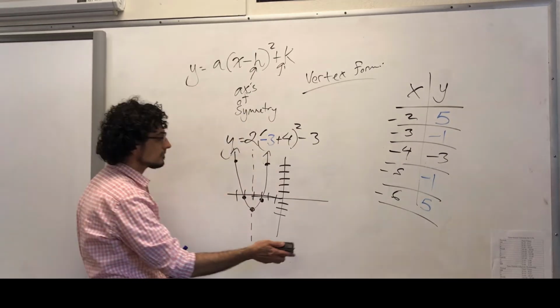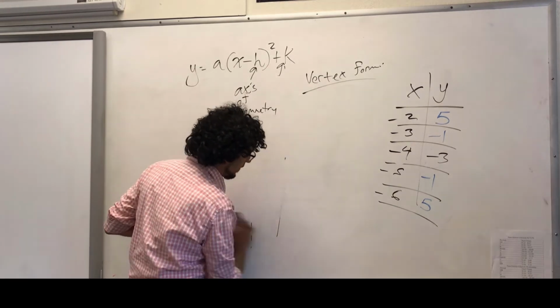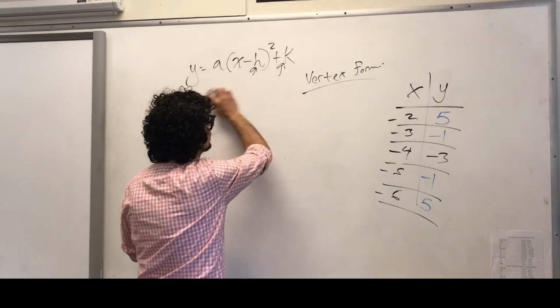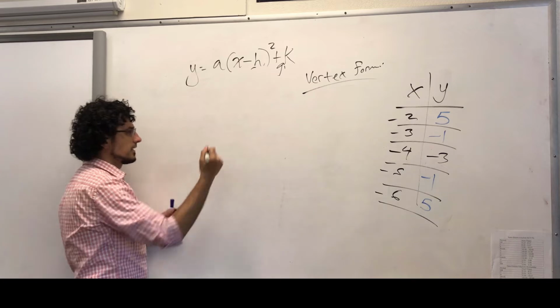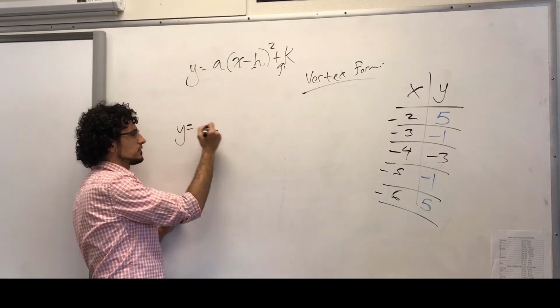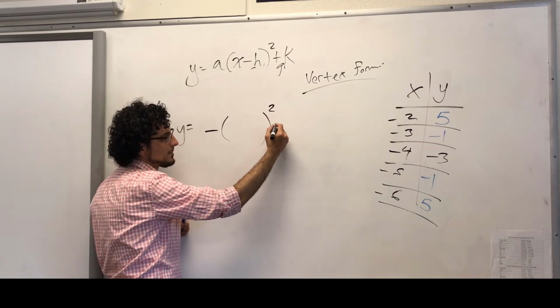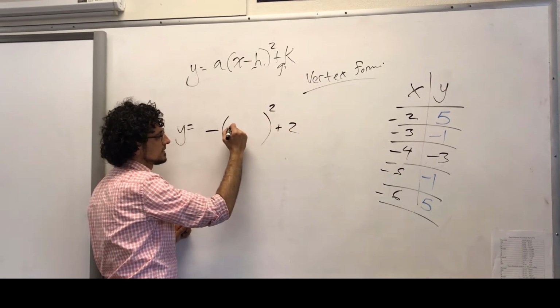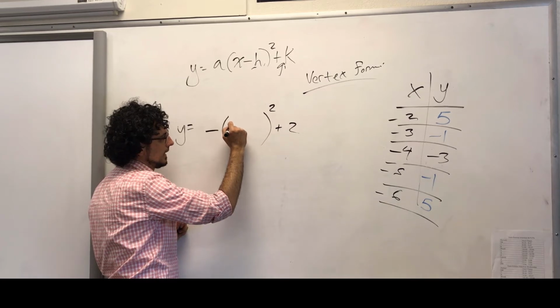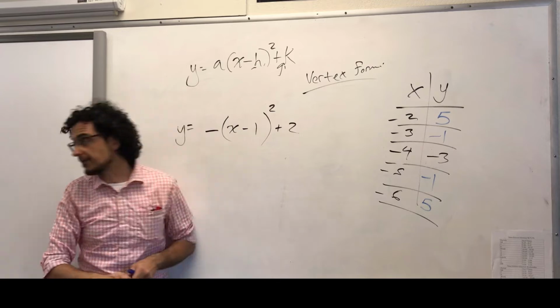Let's do another one. Now, this time, let's go with y is equal to negative 2, let's see, x minus 1. Let's go with that. All right.